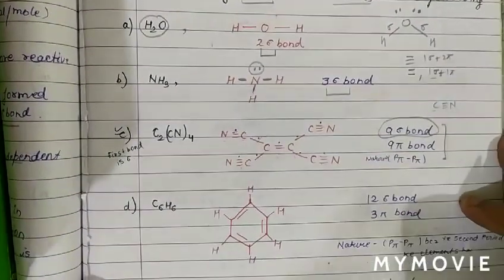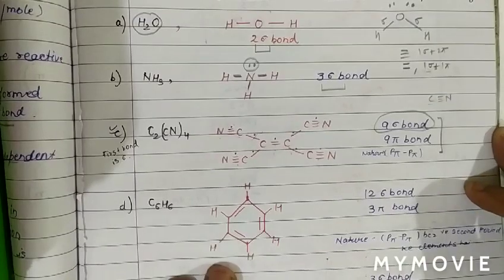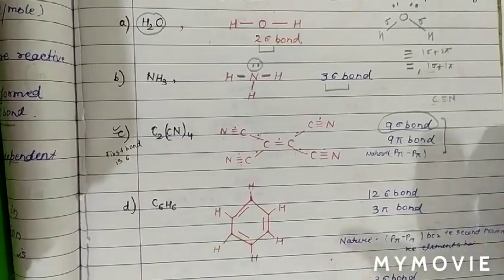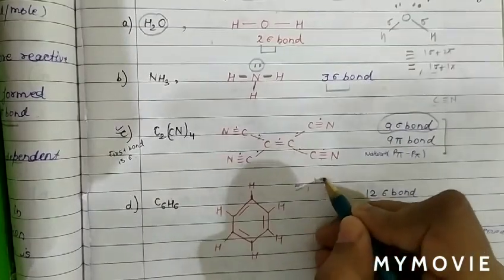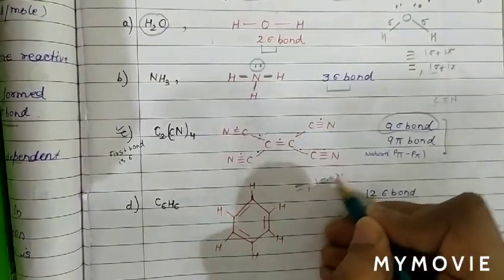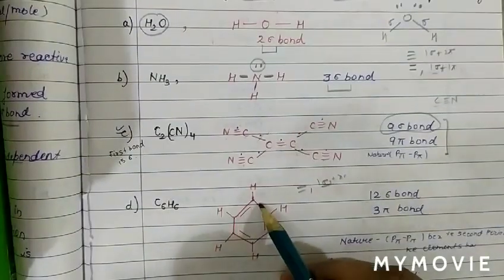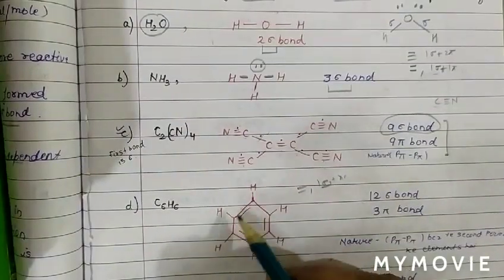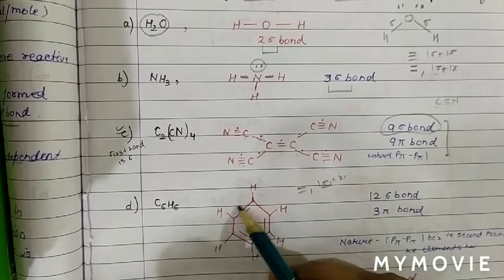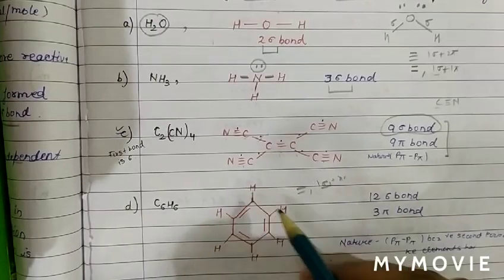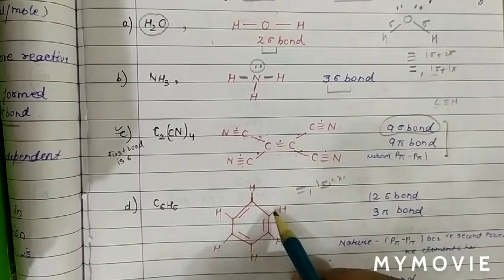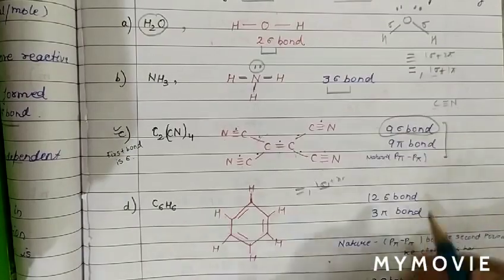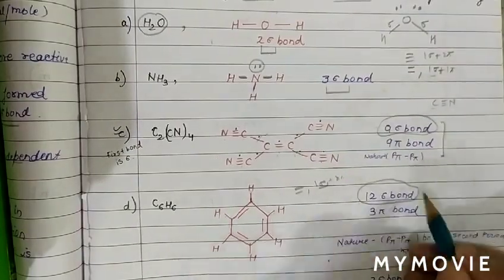See the next question. Again we are calculating sigma and pi bonds. We know if a double bond is there, it is 1 sigma and 1 pi, so 1 sigma must be there. So 1, 2, 3, 4, 5, 6. 6 sigma of carbon-carbon. See next. Carbon-hydrogen, carbon-hydrogen, carbon-hydrogen, carbon-hydrogen, also sigma. So 6 sigma of carbon-carbon and 6 sigma of carbon-hydrogen, 12 sigma bonds are there.